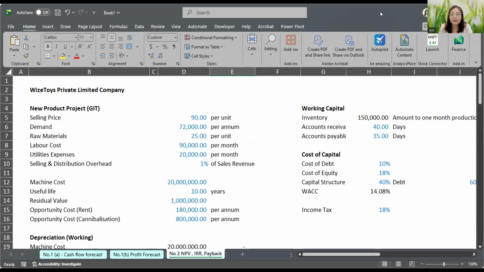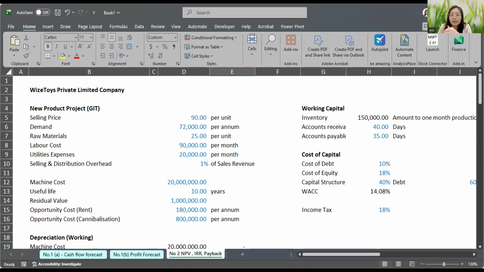First is net present value. It is a financial metric that calculates the present value of all future cash inflows and outflows for the investment, discounted back to today's value. It's widely used because it accounts for the time value of money and helps determine whether the project or investment will add value.